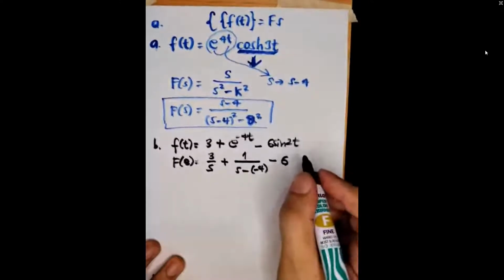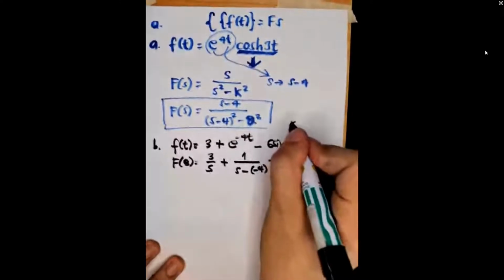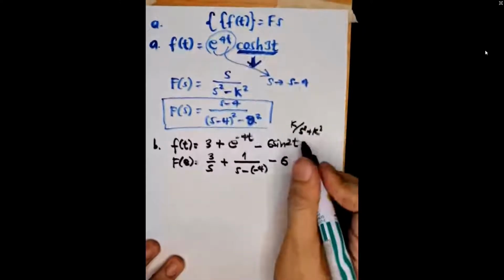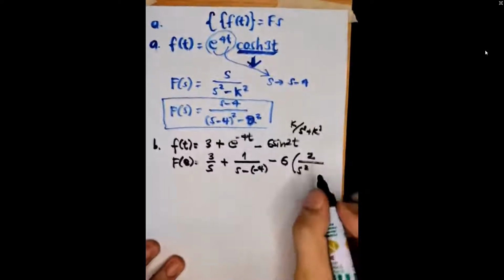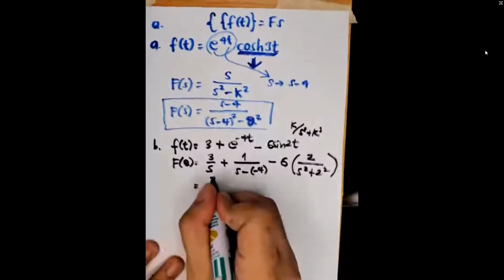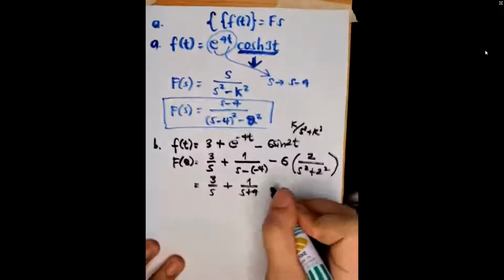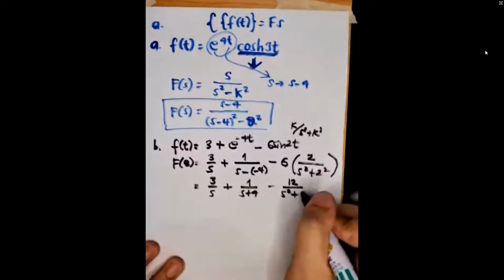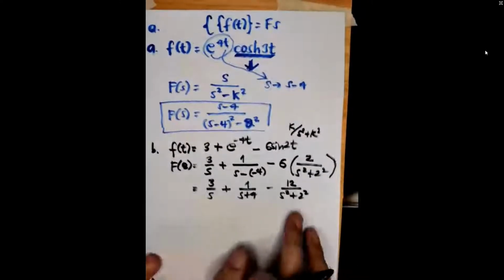Sine is K over S squared plus K squared. So, anong K natin? K is 2. So, 2 over S squared plus 2 squared. So, if you will simplify, so that's 3 over S plus 1 over S plus 4 minus 12 over S squared plus 2 squared. Or sometimes they have this as 4. Okay. Minsan it's 4.